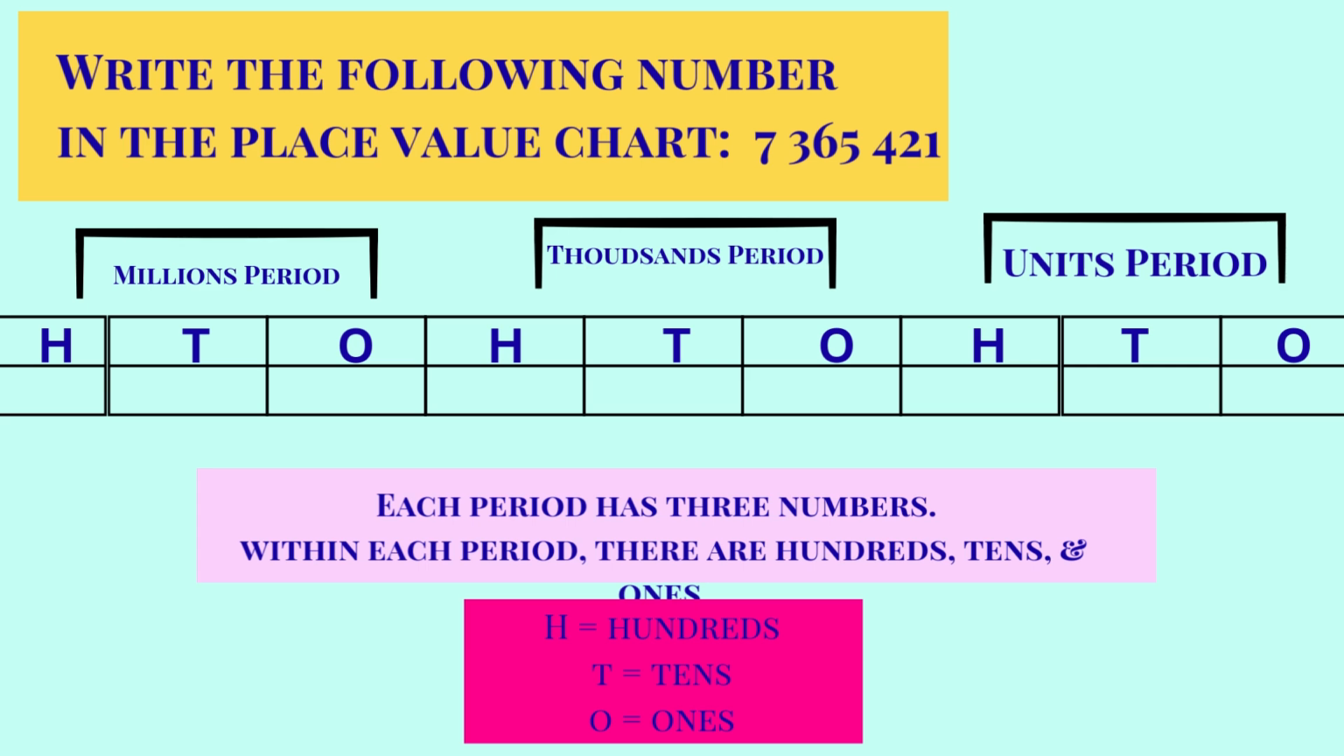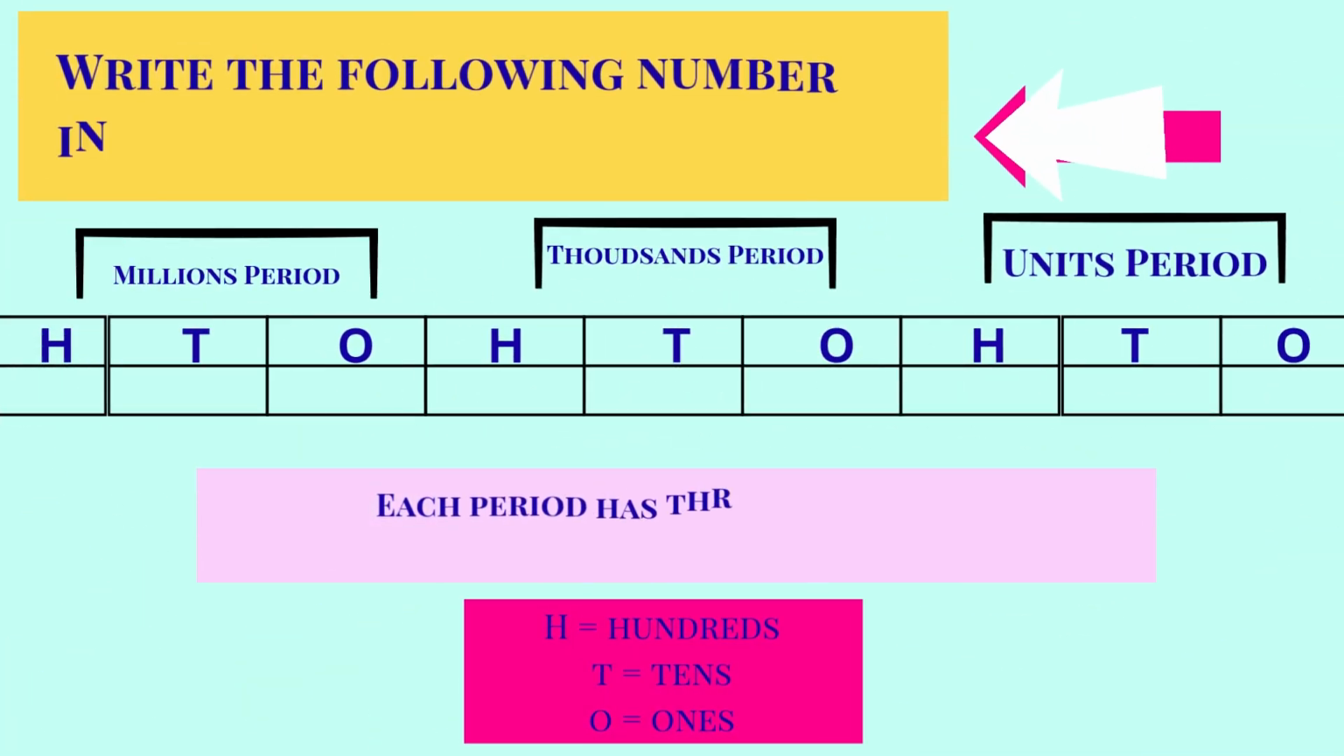Reading from left to right, in the millions period, we have 100 millions, 10 millions, and millions. In the thousands period, we have 100,000s, 10,000s, and thousands. And then in the units period, we have hundreds, tens, and ones.